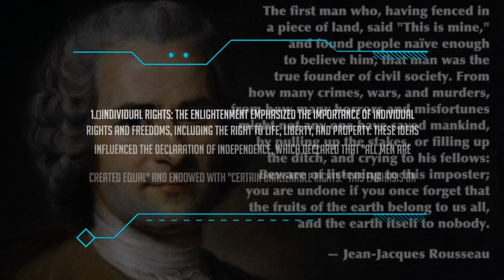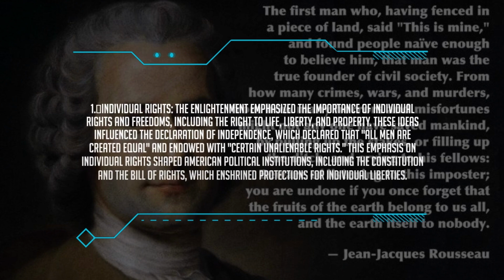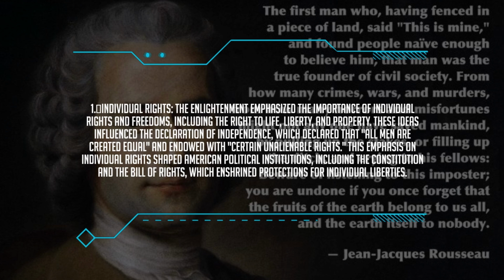1. Individual rights. The Enlightenment emphasized the importance of individual rights and freedoms, including the right to life, liberty, and property. These ideas influenced the Declaration of Independence, which declared that all men are created equal and endowed with certain unalienable rights. This emphasis on individual rights shaped American political institutions, including the Constitution and the Bill of Rights, which enshrine protections for individual liberties.